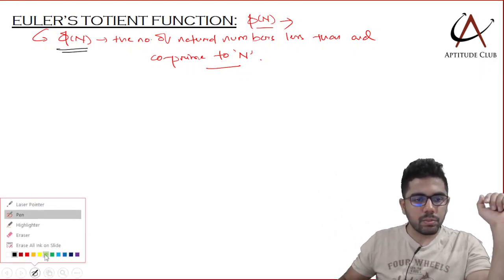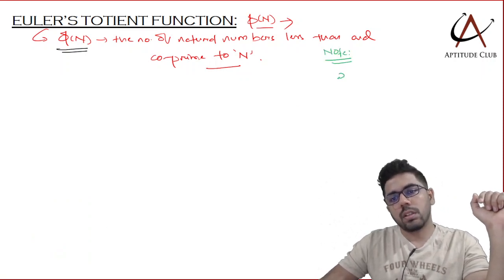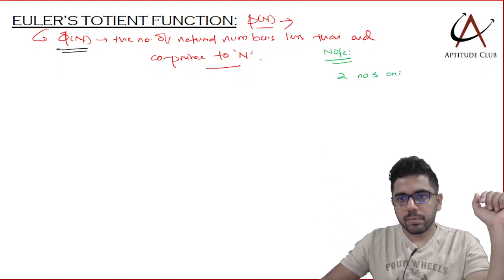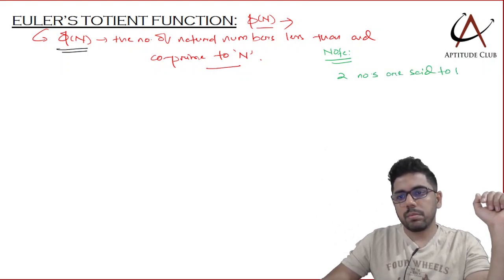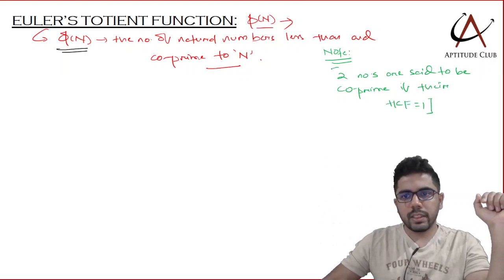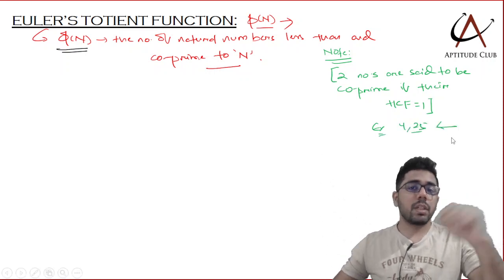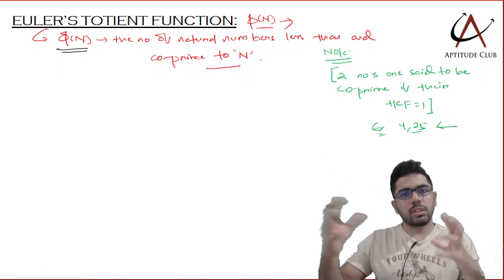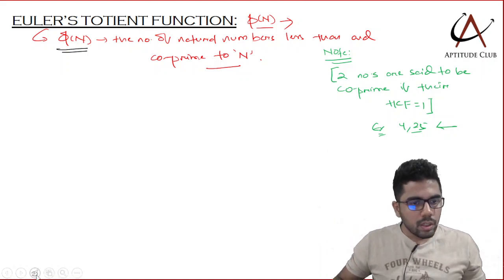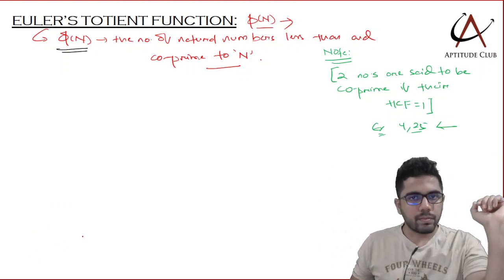What is the meaning of co-prime? Two numbers are said to be co-prime if their HCF is 1. It is not necessary that the numbers are prime, but if their HCF is 1, for example 4 and 25, none of them are individually prime, but they are co-prime to each other. Co-prime is a relation. So phi of n indicates the number of natural numbers that are less than and co-prime to n. What does that mean?